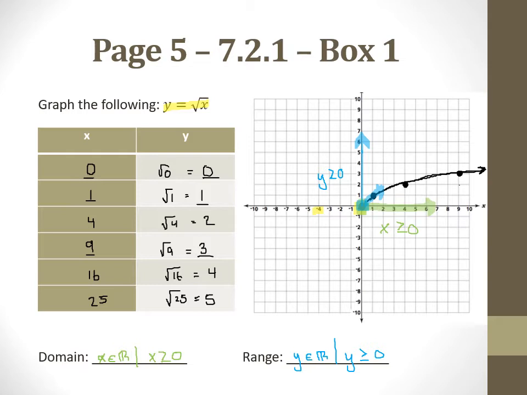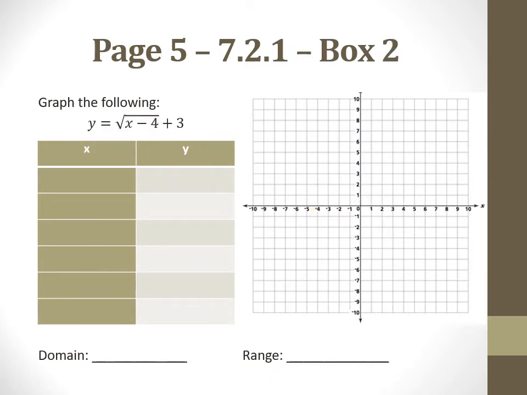Now let's look at one that's a little bit more complicated. In this instance, we have the equation y is equal to the square root of x minus 4, plus 3. So if we want to fill out the table of values, the first thing we need to ask ourselves is where would we start? And remember that we can only take the square root of things that are positive, that is greater than or equal to 0. So in this case, when I'm taking the square root of x minus 4, that has to be greater than or equal to 0, or my answer will be an imaginary number.